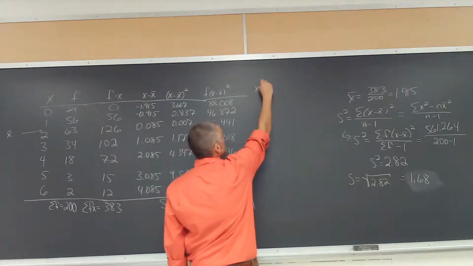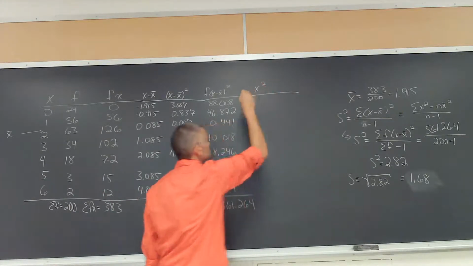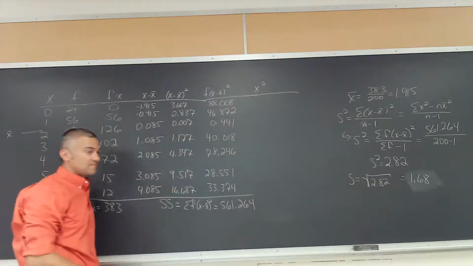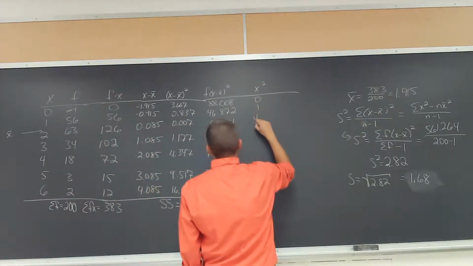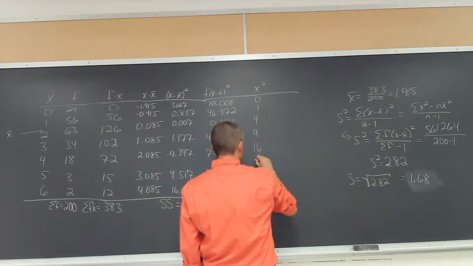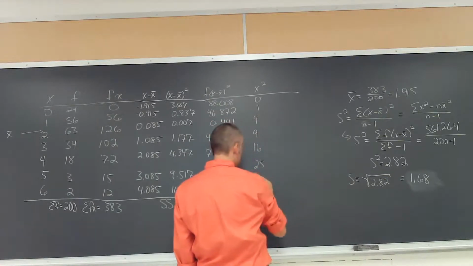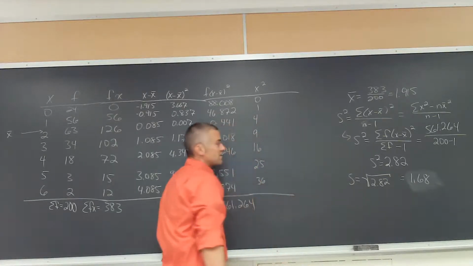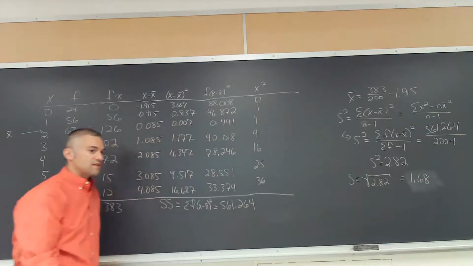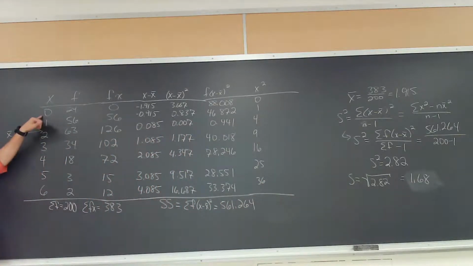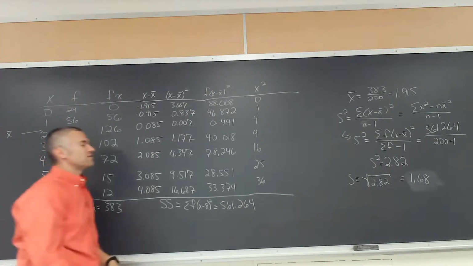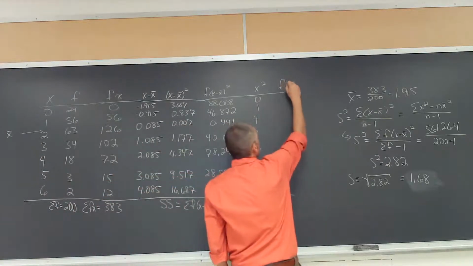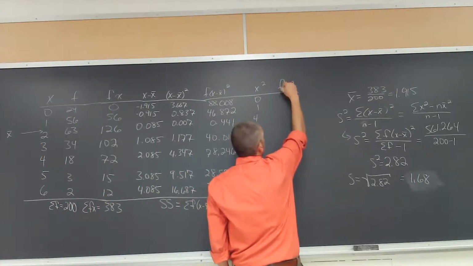So what we can do is just take each of our x's and square it first. Much easier. So 0, 1, 4, 9, 16, 25, and 36. All right, that's our x squares, each of our x's. But we have 24 zeros. We have 56 ones and 63 twos. So now what we have to do is take our frequency times our x squared values.